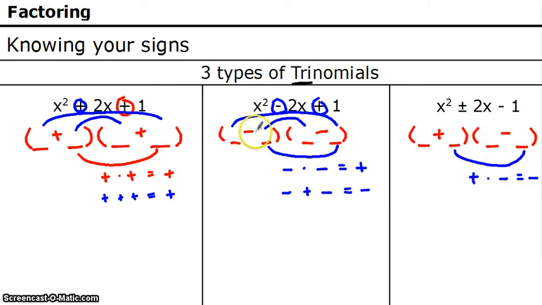And that's the only way to get a negative when you multiply together. You'll notice over here with the two negatives, they multiply to get a positive. And over here, the two positives multiply together to get a positive. So the only way you could possibly multiply to get a negative on the end is with one plus and one minus. And then you just have to work it out to figure out what they add up to in the middle.